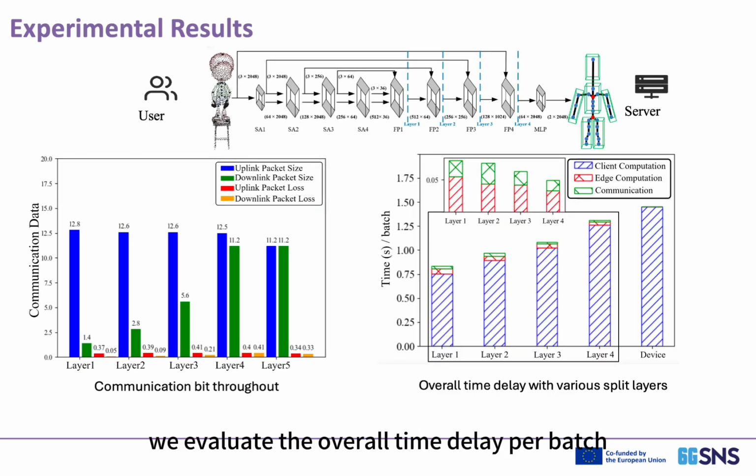On the right, we evaluate the overall time delay per batch, broken down into three components. Client computation, in blue. Edge computation, in red, and communication overhead, in green. We observe that splitting at later layers significantly increases the client-side workload, while earlier splits reduce device burden but increase communication costs. This again highlights the trade-off between communication efficiency and device computation, critical in XR applications where user devices have limited resources.